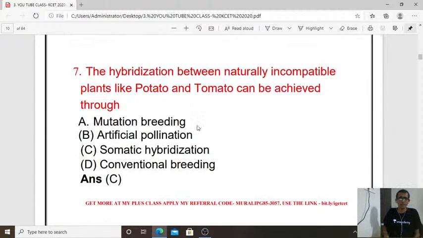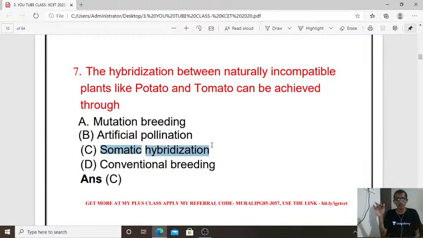Then the hybridization between naturally incompatible plants like potato and tomato can be achieved through which kind of breeding or pollination hybridization? It is the somatic hybridization. Somatic cells, somatic hybridization phenomena, the fusion of protoplasts.